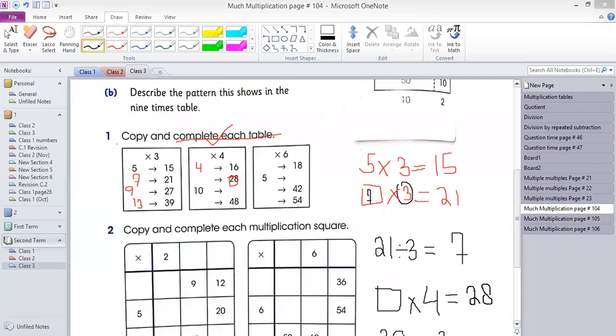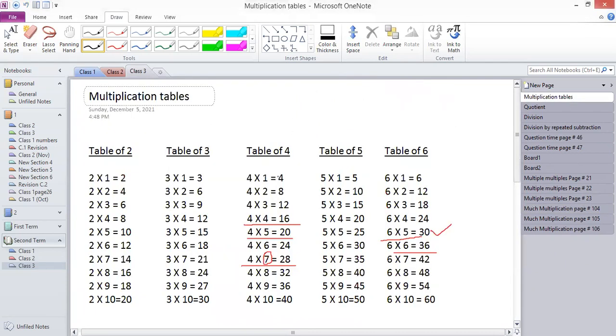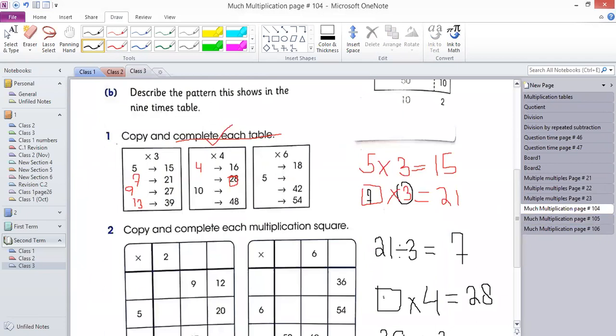So the answer is 28. Table of 4. If you revise the table of 4, look here: 4 ones are 4, 4 twos are 8, 4 threes are 12, 4 fours are 16, 4 fives are 20, 4 sixes are 24, and 4 sevens are 28. So the answer is 7, because 4 sevens are 28. So you will write here 7. Is it clear, guys? Yes, very clear.